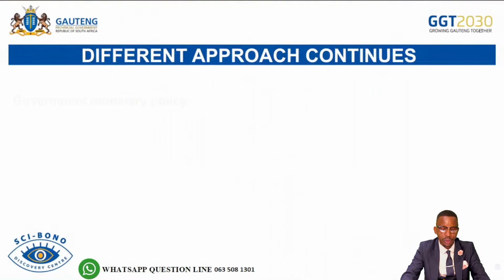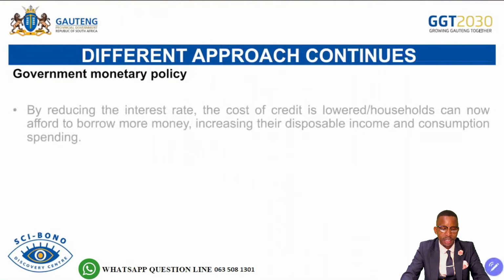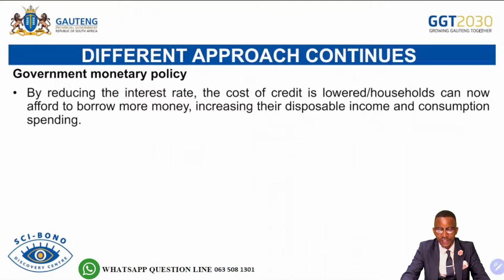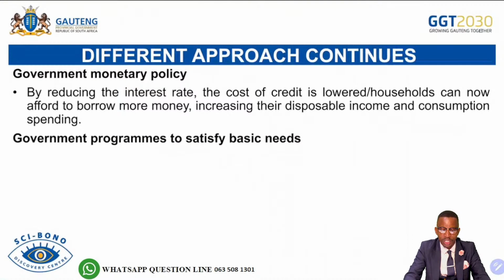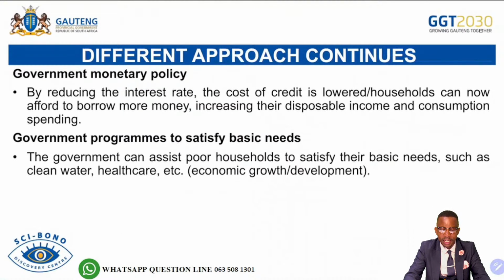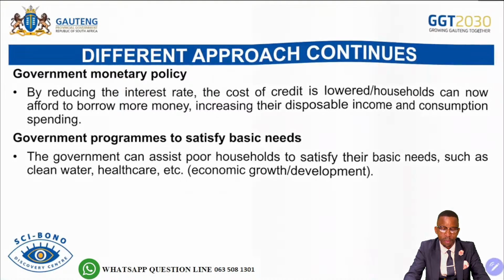And then we continue with different approaches. The government monetary policy. By reducing interest rate, the cost of credit is lowered. Households can now afford to borrow more money, increasing their disposable income and their consumption. Government program to satisfy basic needs. The government can assist poor households to satisfy their basic needs such as clean water, healthcare, etc. Economic growth and development will be achieved.